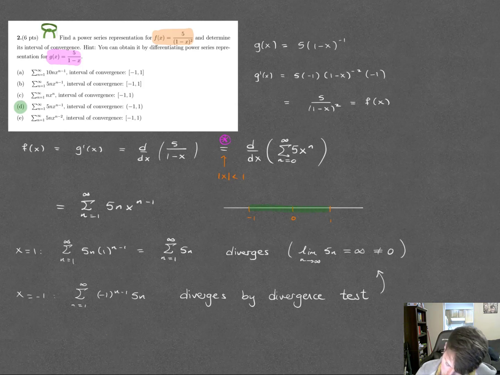Okay, so now we have convergence on the open interval from minus 1 to 1. And we've shown we have divergence outside there, so to the left and right. And now at the endpoints, we've shown that we have divergence at 1 and divergence at minus 1. So in particular, the interval of convergence for this one is just the open interval from minus 1 to 1. So the answer is D.